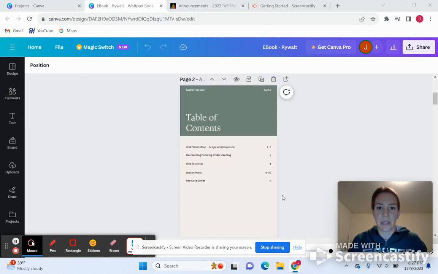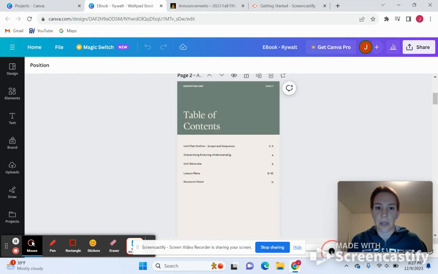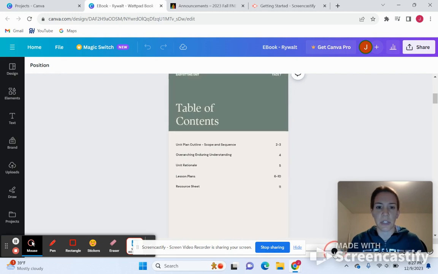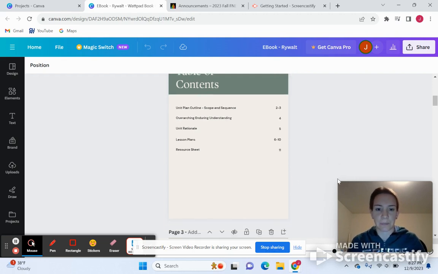Here is the table of contents that I created. Pages 2 through 3 will be the unit plan outline and the scope and sequence. Page 4 is the overarching enduring understanding and essential questions. Page 5 is the unit rationale. Pages 6 through 10 are the lesson plans that I created. And then page 11 is the resource sheet.